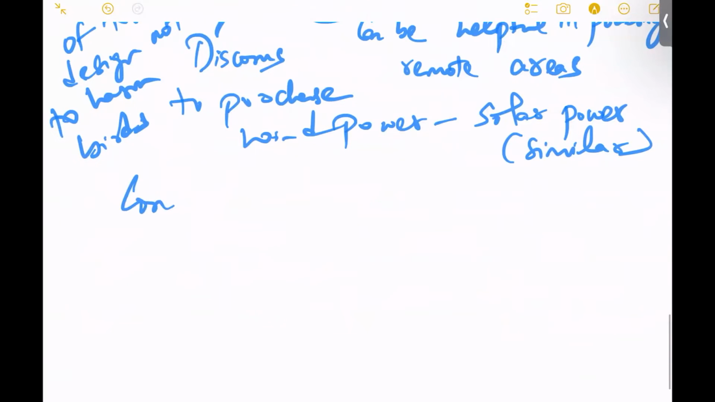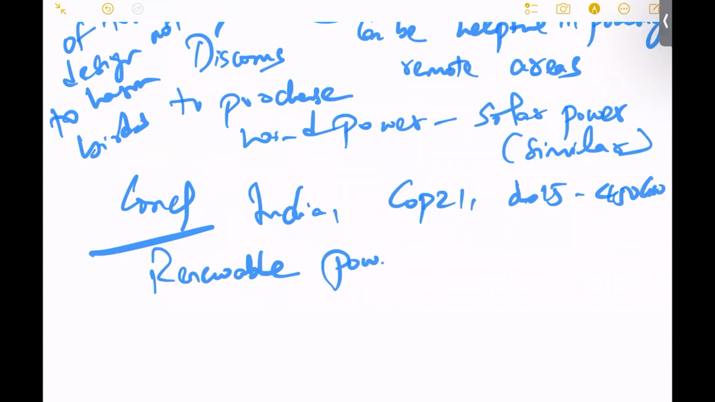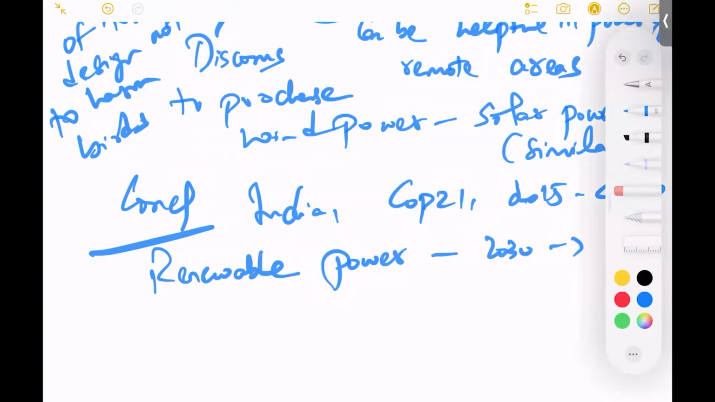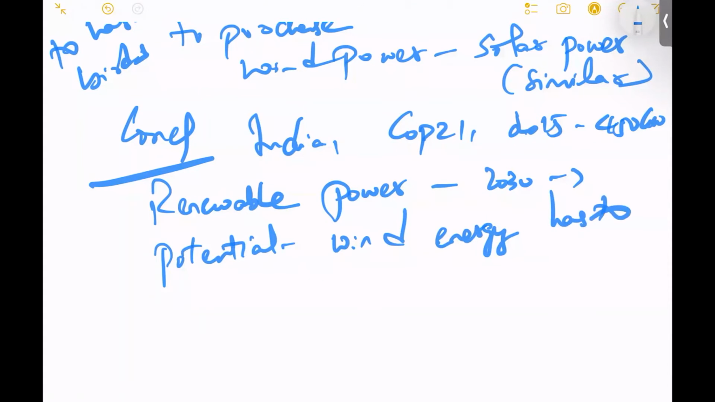And then conclude saying that India, as per COP21 2015, has committed 450 gigawatts of renewable power by 2030, for which the potential of wind energy has to be tapped. Hence, it's important.